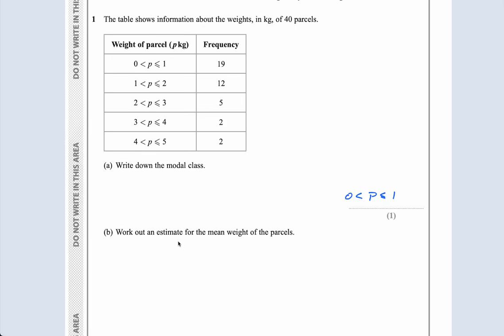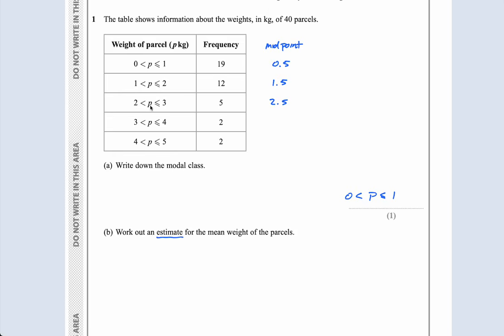Part B, work out an estimate for the mean weight of the parcels. Okay, it's an estimate, guys, because we actually don't know the weight of any parcel. We just know they're between two numbers, so between 0 and 1 or 1 and 2. So the way we get an estimate is we just say, well, let's assume all 19 parcels have a weight of 0.5. Hence, I'll call this a midpoint, and I'll say this is 0.5. So we do a midpoint of all of these. So the middle of this is 0.5. The middle of this is 1.5. The middle of this is 2.5.